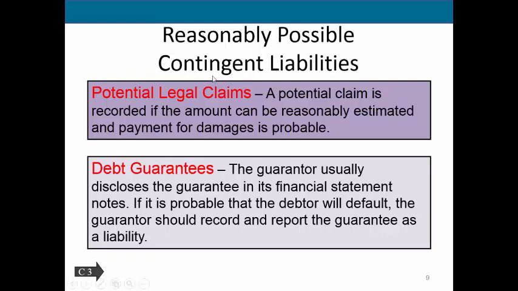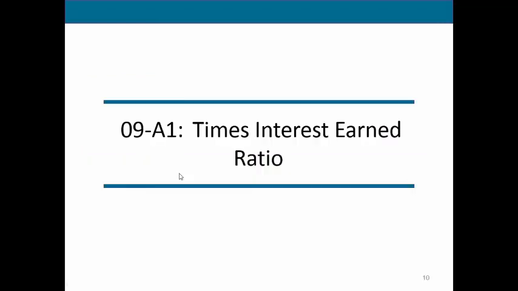So again, an example of a contingent liability is a potential legal claim. This is where we're talking about some type of liability through the legal process, you're being sued for some reason, or if you have some type of debt guarantee. These are contingent liabilities.